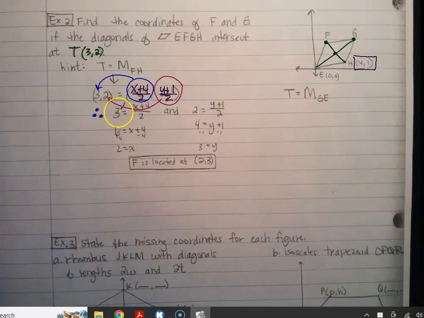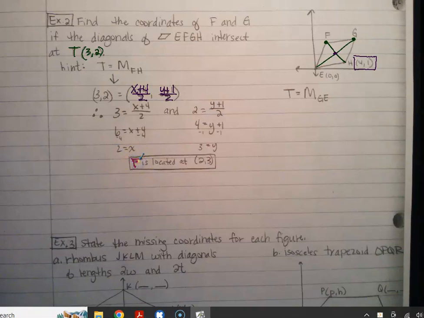So for this first one, if I back up a little bit from my drawing here, we multiplied everything by 2. So we got 6 equals x plus 4. Subtract 4, and we got 2 equals x. We solve this one over here for our y value, and we get y equals 3. So from this, we found our location at F.